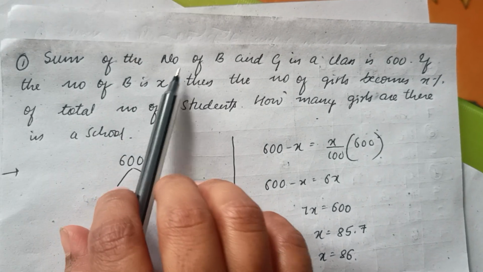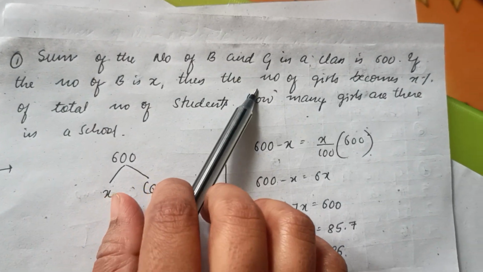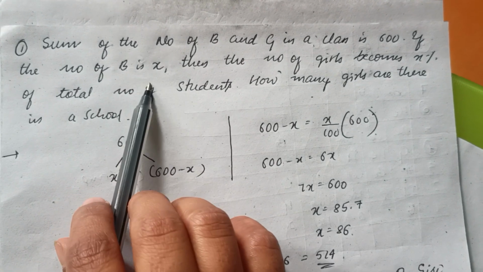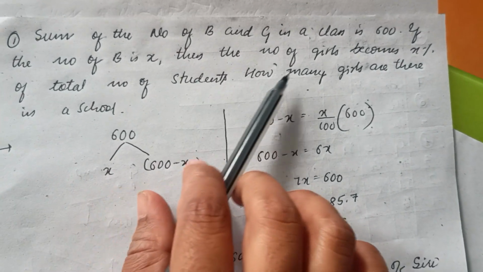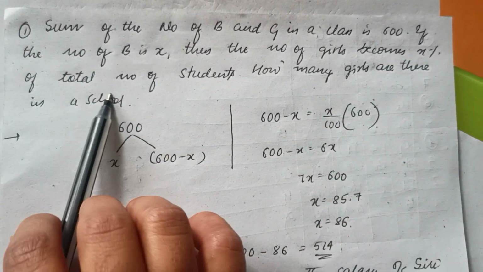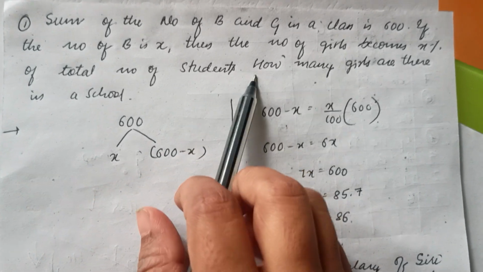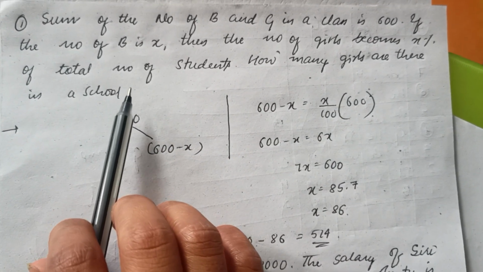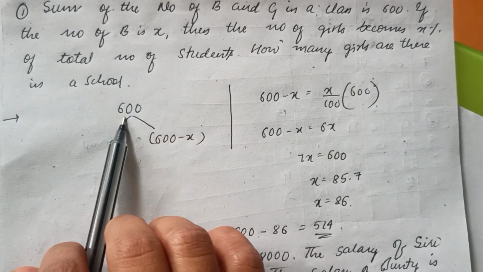The sum of the number of boys and girls in a class is 600. If the number of boys is x, then the number of girls becomes x percentage of the total number of students. How many girls are there in the school? Okay, so they have given the sum of the boys and girls in the school as 600.